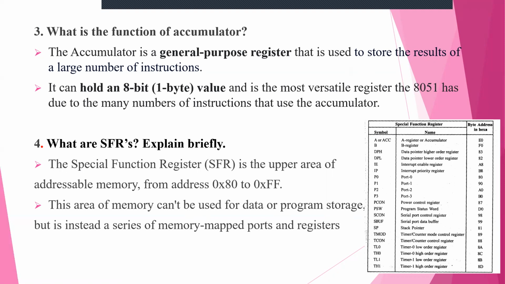Then where is it used? It is used for memory mapped ports and registers. You can see here the power control register and program status word. These are kinds of special function registers. Program status word is going to tell you if there is any rise in a flag, such as the carry flag or the zero flag. Then it will also indicate timer 0 high order and which is the lower order address. For that kind of function, SFRs are used.